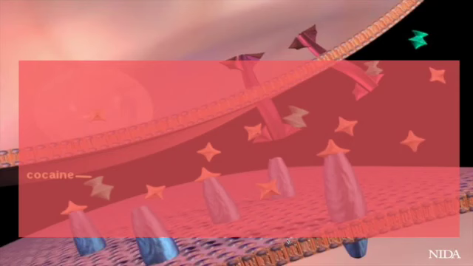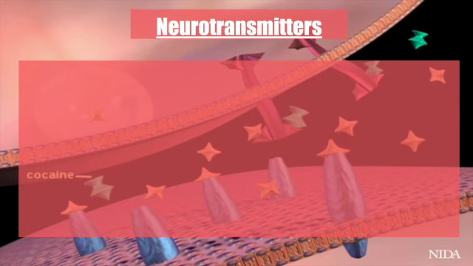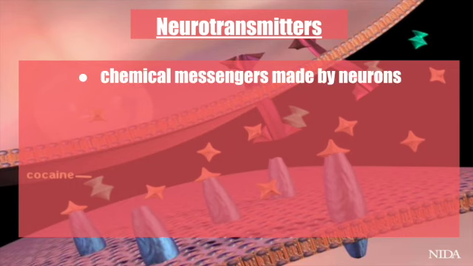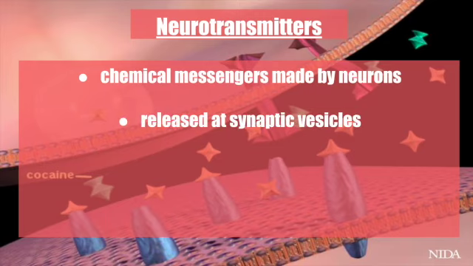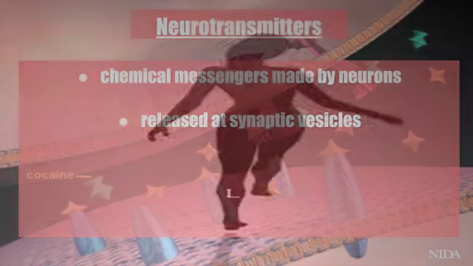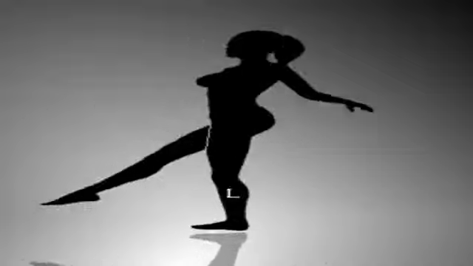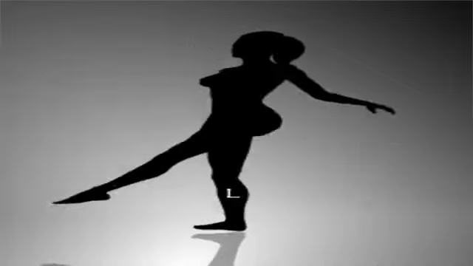You've probably been hearing the word neurotransmitters being brought up a lot, but what exactly are they? Neurotransmitters are chemical messengers made by neurons. Like stated previously, they are what is released at synaptic vesicles. The human body contains hundreds of neurotransmitters that have many different effects.